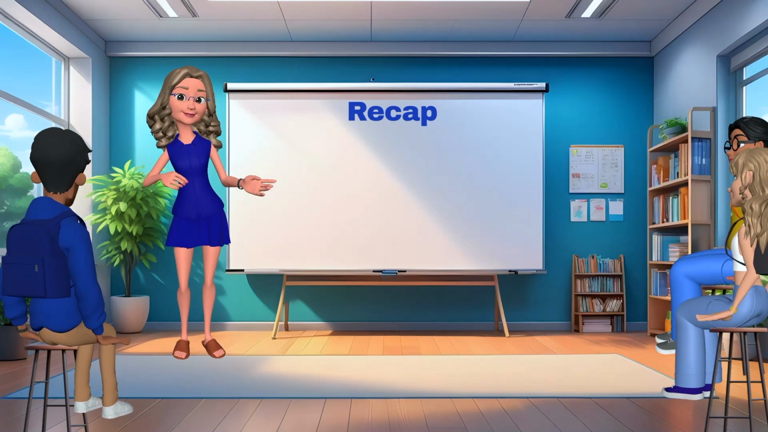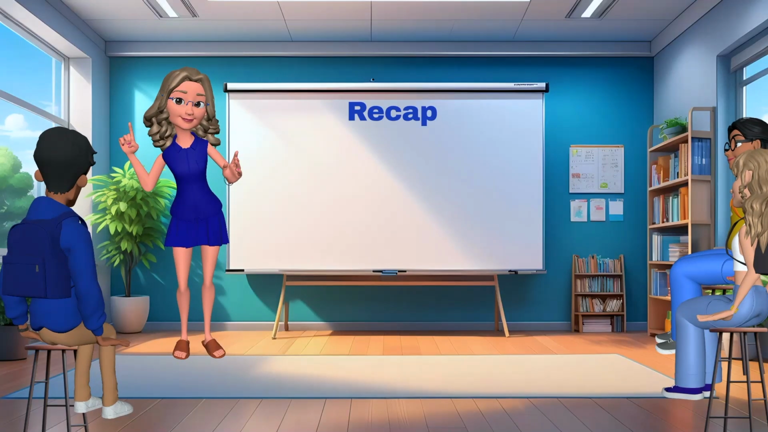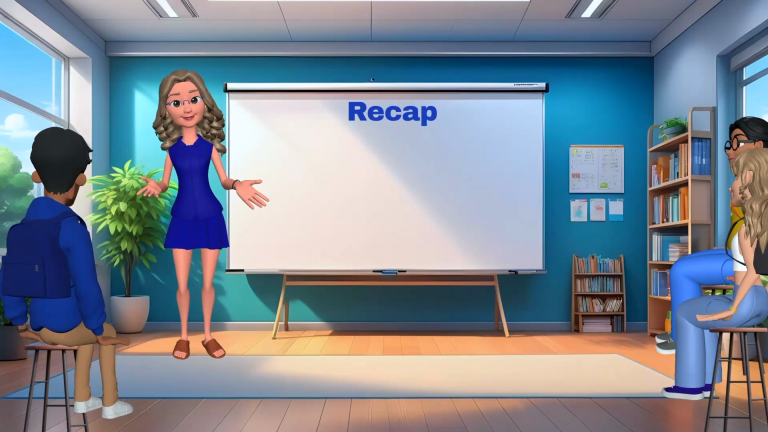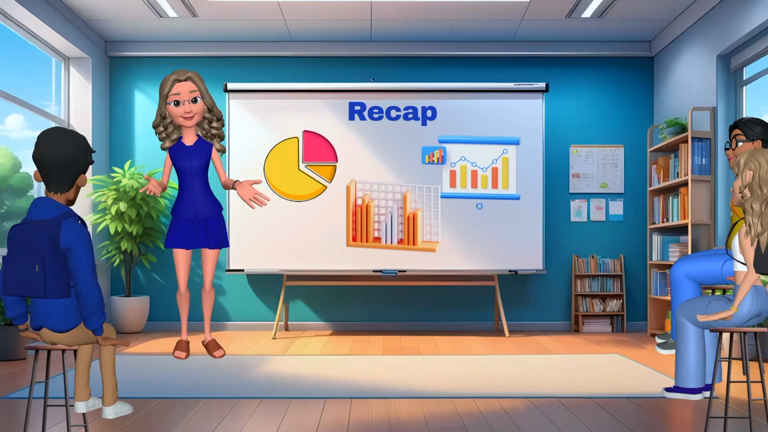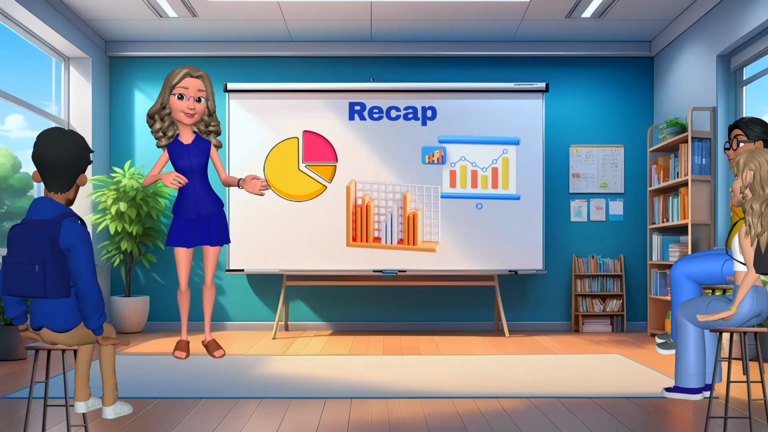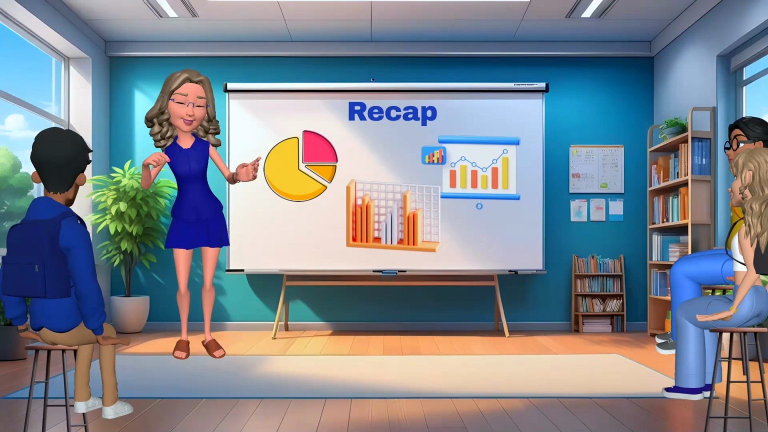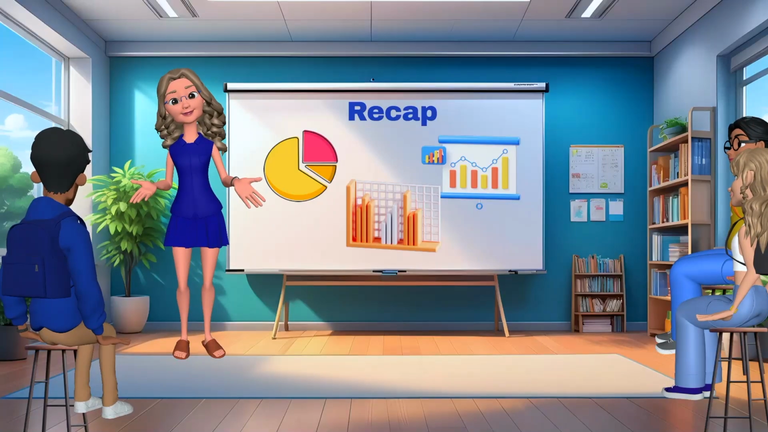To recap, we've learned how to create and interpret frequency tables, relative frequency tables, bar charts, and pie charts for categorical data. We also discussed how to avoid misleading graphs. These tools help us make sense of data on important topics like global warming.